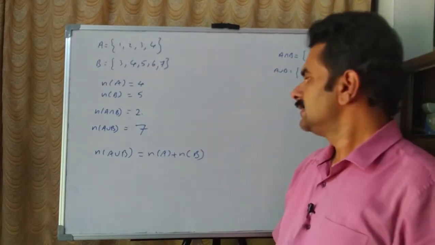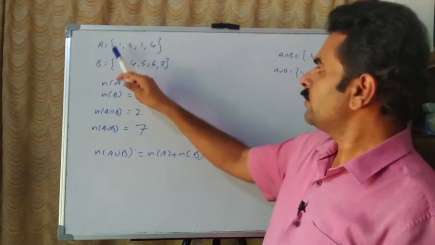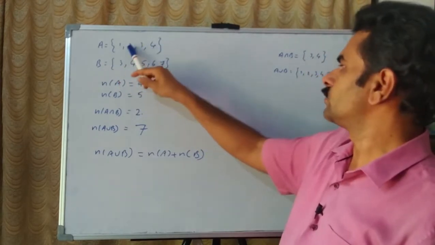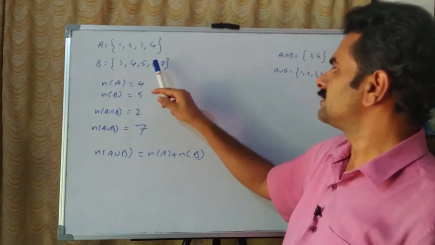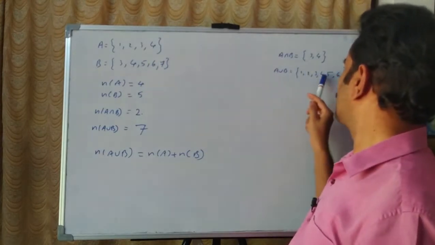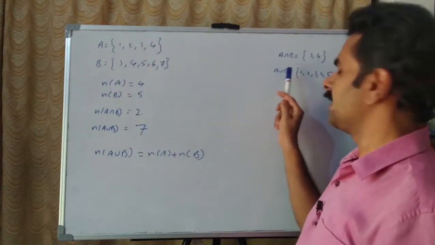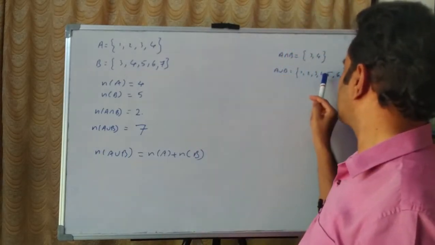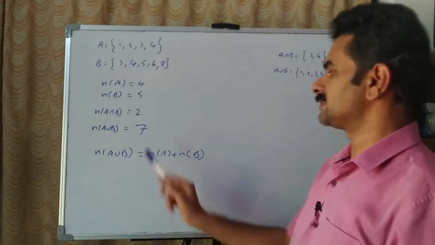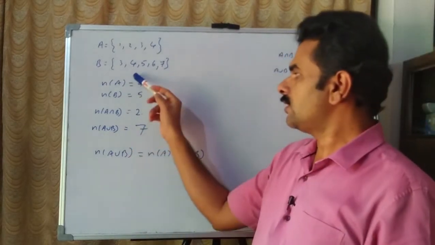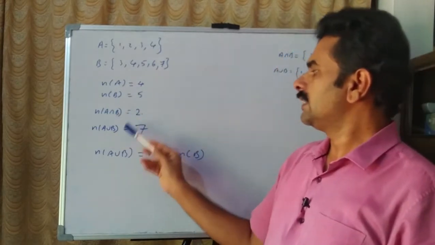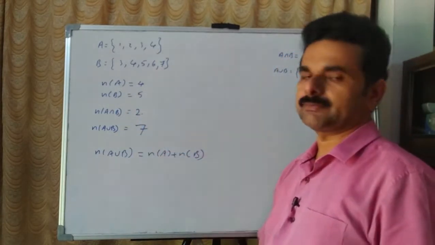Okay. Then what is A union B? That is the joining of both A and B: {1, 2, 3, 4, 5, 6, 7}. That is A union B. The number of elements in A union B is 7. Right. So all these are very clear, isn't it? N of A is 4, N of B is 5, and N of A union B is equal to 7.